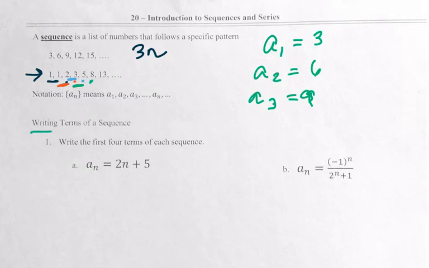And we can actually write and find the terms of a sequence. So in number 1a, we're going to write the first 4 terms of the sequence. That means we're going to find a sub 1, a sub 2, a sub 3, and a sub 4.